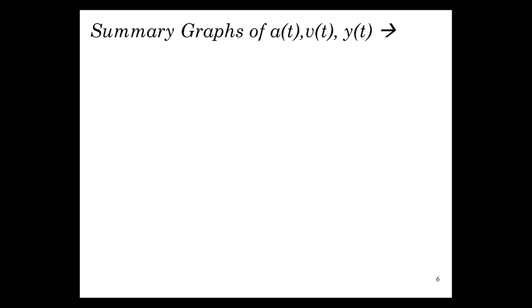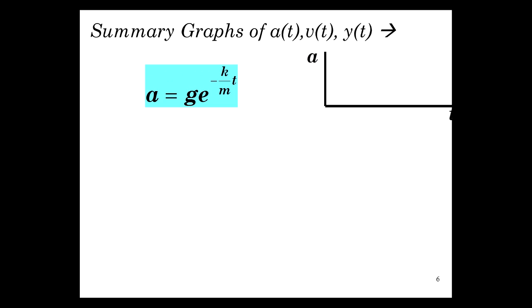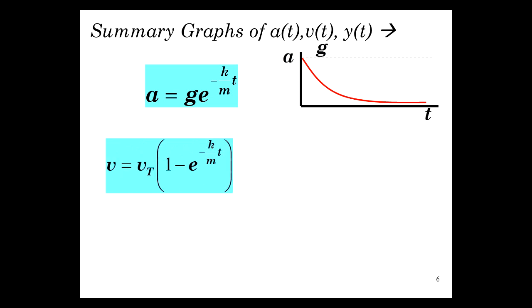Let's now graph the results of all this analysis. So we have the acceleration. Usually that's the simplest graph. The acceleration, of course, is not uniform. It is starting at g and ends up going down to 0. So it looks something like this. So there's the initial value, g, exponentially decreasing to 0.